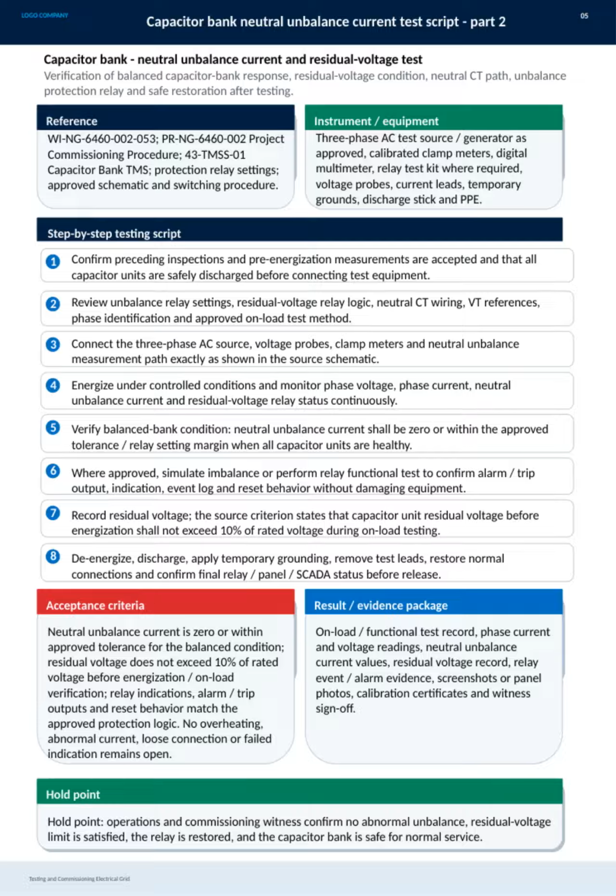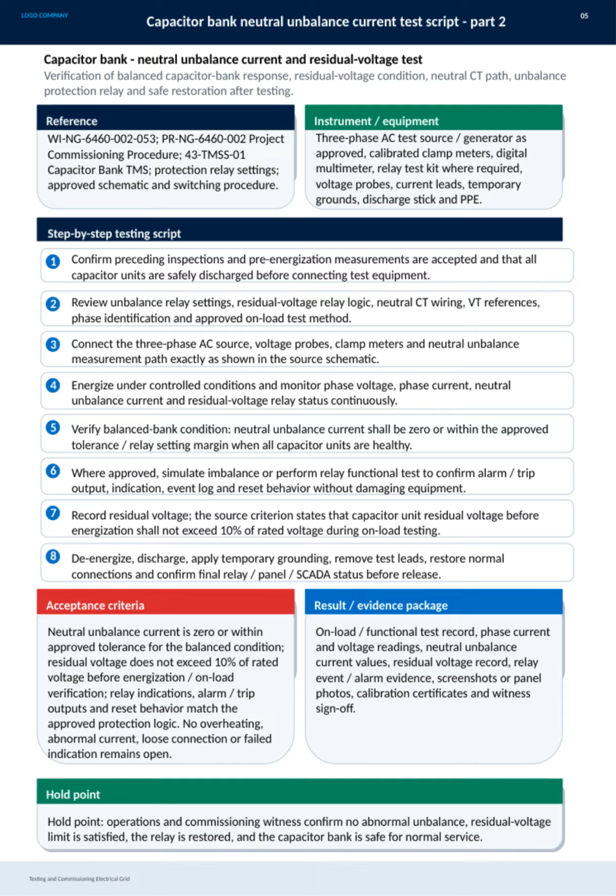Now we are focusing on the capacitor-bank neutral-unbalance current test script, Part 2, which is crucial in testing and commissioning the electrical grid. The main goal here is to ensure the capacitor bank's balanced response, check the residual voltage condition, verify the neutral CT path, confirm unbalance protection relay functionality, and guarantee safe restoration after testing. We start by confirming that all preceding inspections and measurements are accepted, and that every capacitor unit is safely discharged before connecting any test equipment.